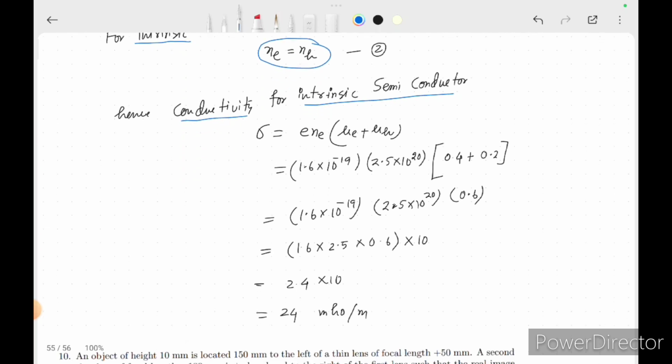Now we just substitute all the values and we get the final answer, which equals 24 mho per meter. So it is a very easy question. This is also a BSc level question. If your BSc syllabus is very strong, you will definitely clear the exam.